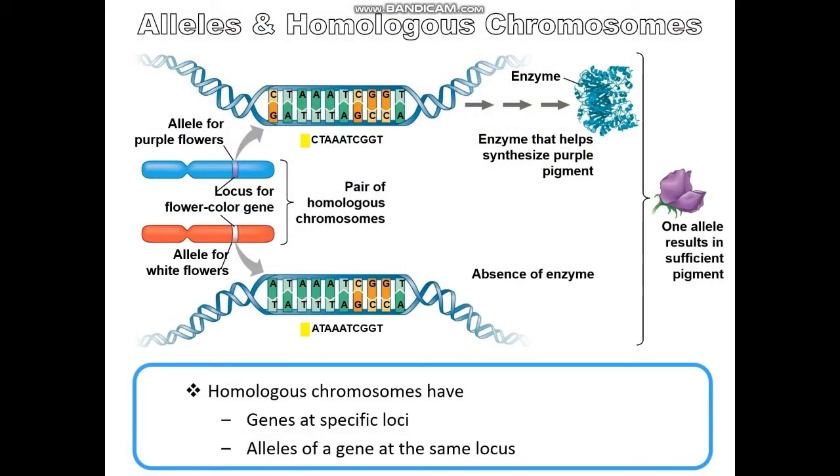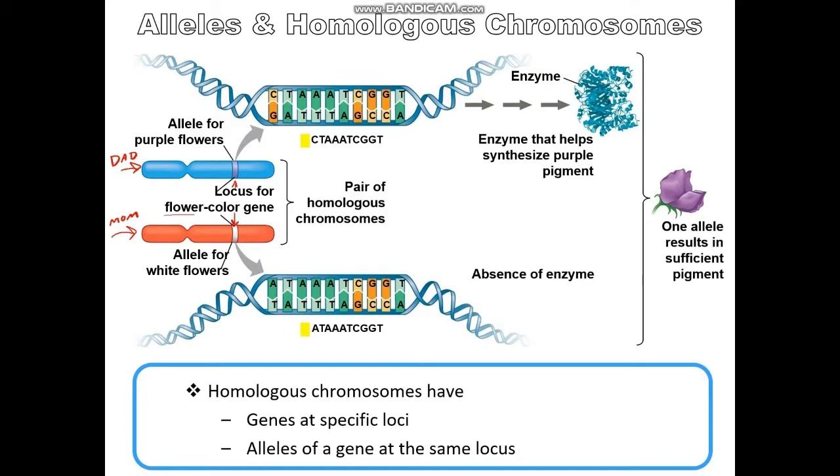So here is some set of chromosomes that you have inside your cells. We got one chromosome from mom, one chromosome from dad. On each of these homologous chromosomes, at a certain point, we'll have a locus for some gene here.